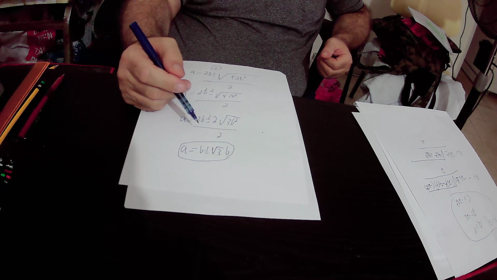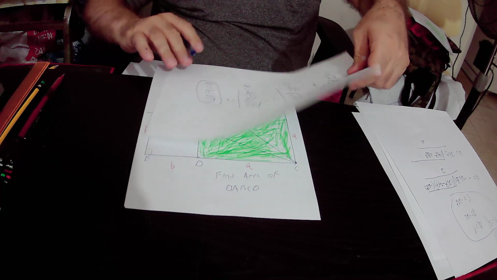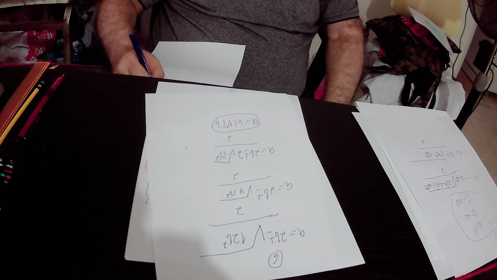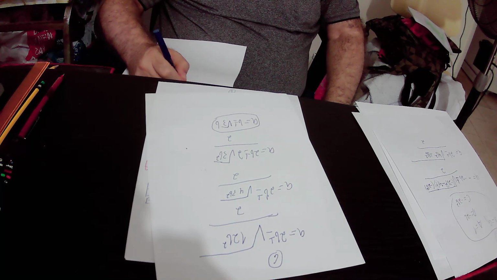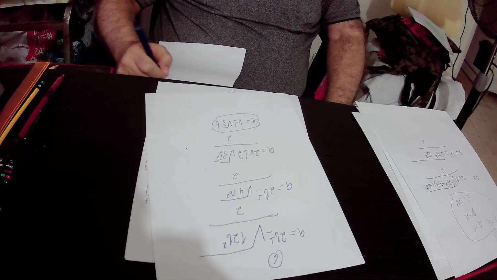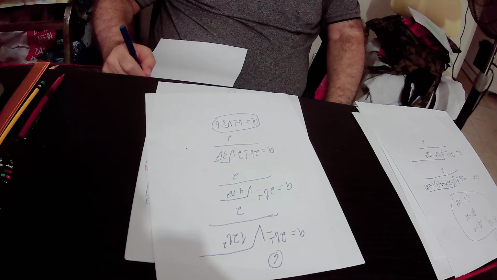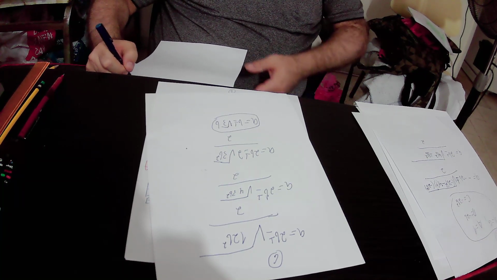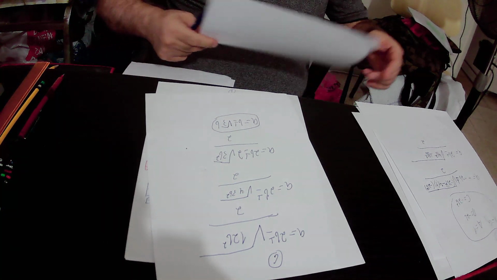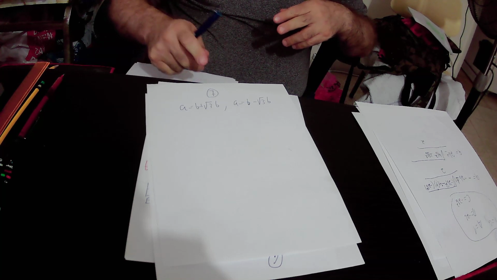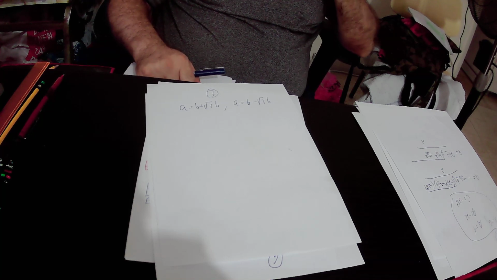So we have here two solutions. The first solution is that A equals B plus root 3 times B. And the second solution is A equals B minus root 3 times B. So we have those two solutions for A.